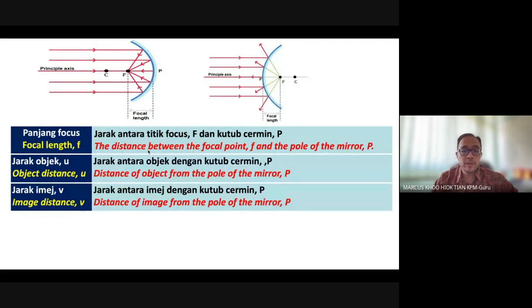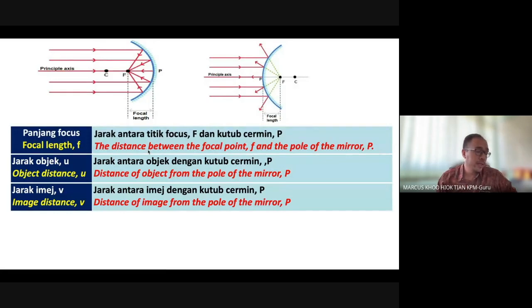Okay, the distance of the object from the pole, the distance of the image from the pole. Yesterday it was the distance of the object from the center of the lens, and the distance of the image from the center. Same thing. Focal length is the distance between the focal point and the pole of the mirror, P.